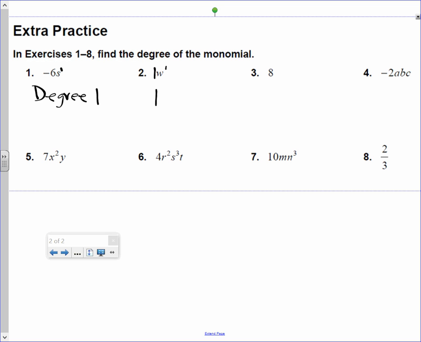Here, there's no variable next to this term, and that means that there's a degree of 0. If you have no variable with no exponent, it's degree 0. Look at number 4. What are the exponents of the variables there? 1. So you look at the highest exponent of a variable. So that's degree 1. Highest exponent for number 5? 2. So it's degree 2.